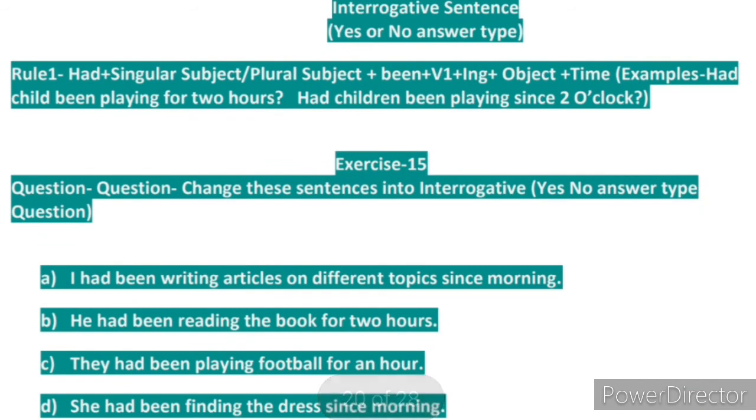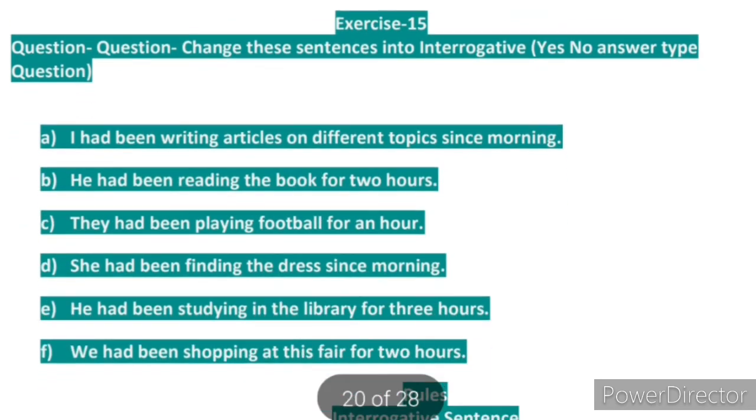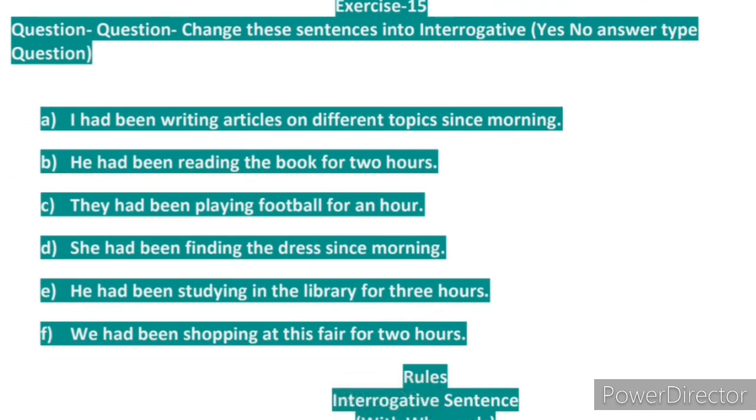Next are interrogative sentences, yes or no answer type. So rule 1, we will keep had in the beginning. So had plus singular or plural subject plus been plus v1 plus ing plus object plus time. For example, had child been playing for 2 hours, had children been playing since 2 o'clock. So exercises are here. I had been writing, just keep it. So it will be solved like this: had I been writing, the rest will be the same. He had been reading, so the answer will be had he been reading.